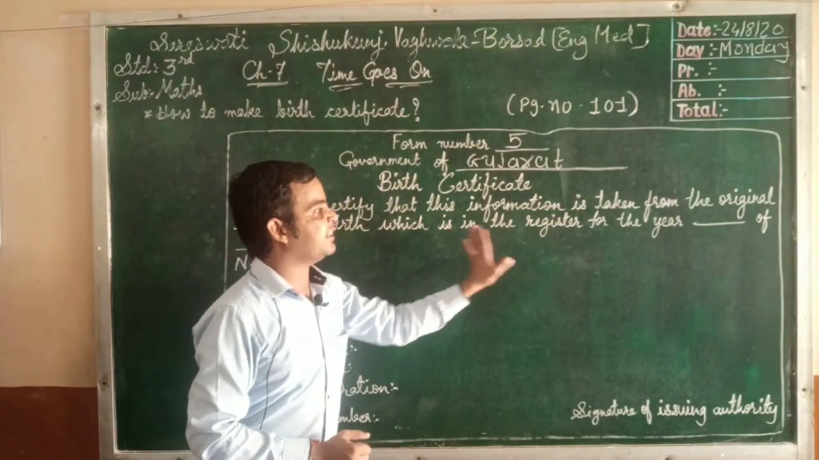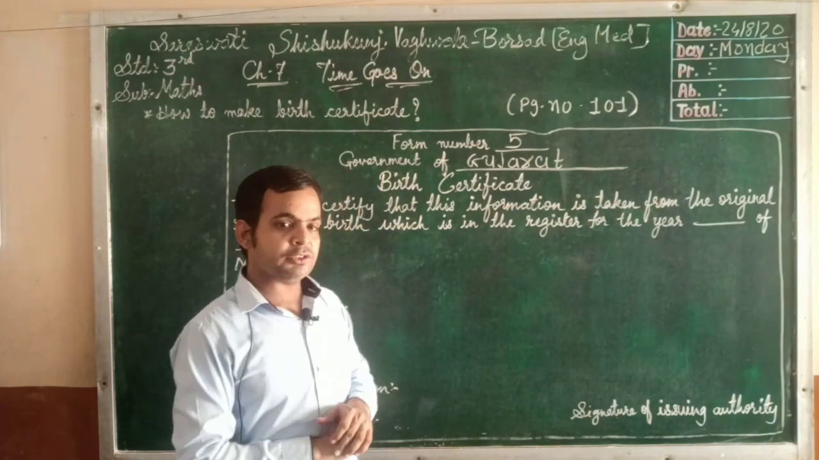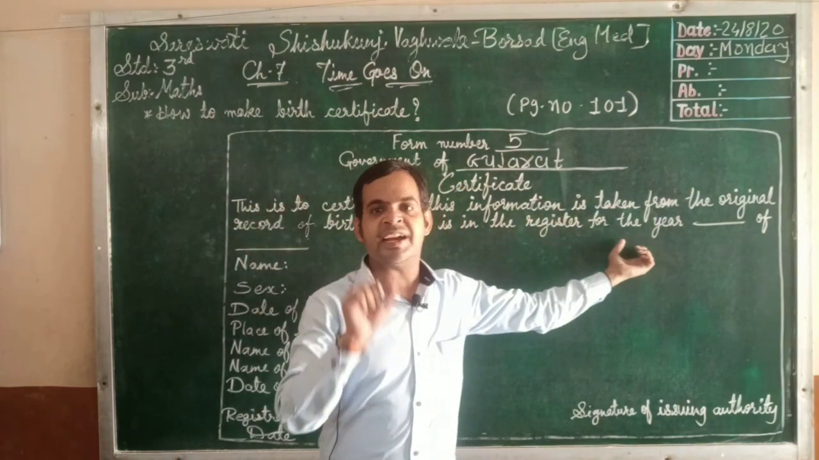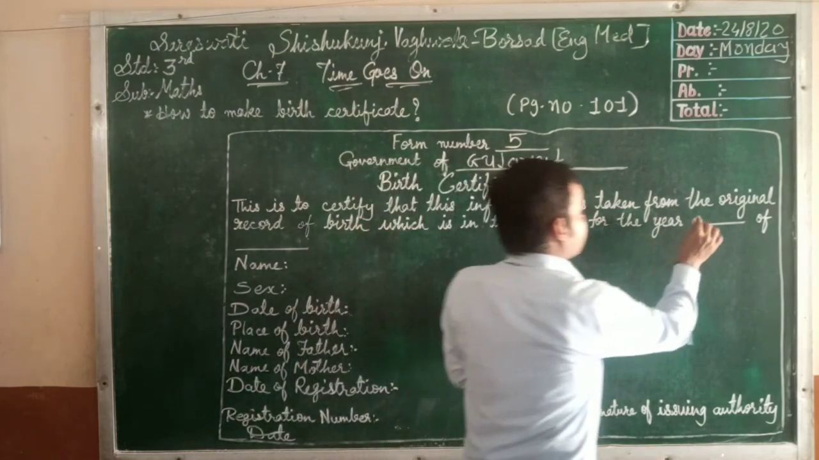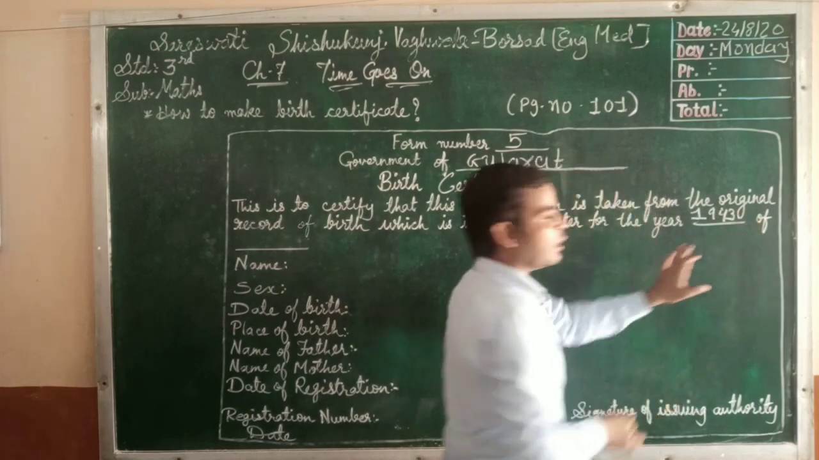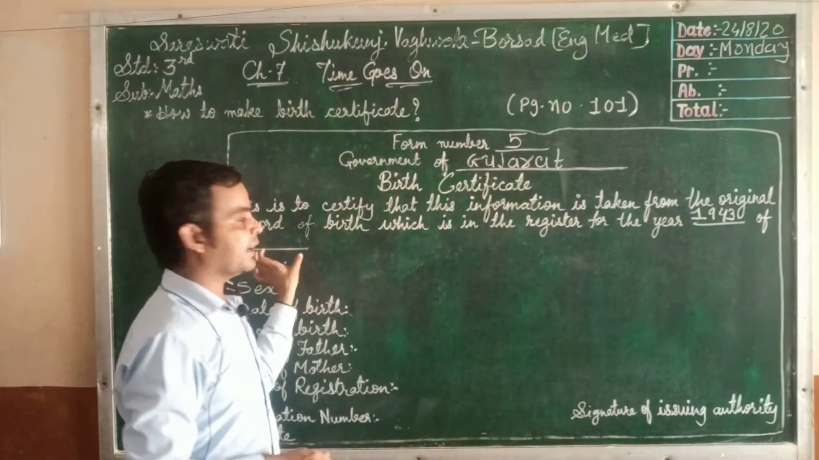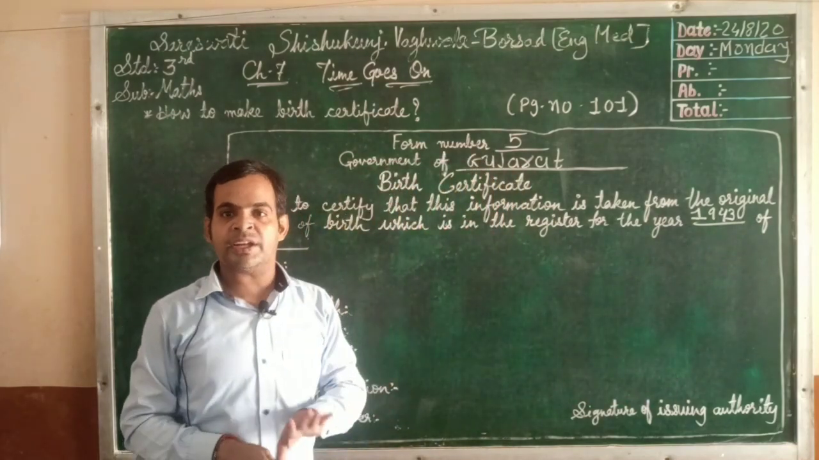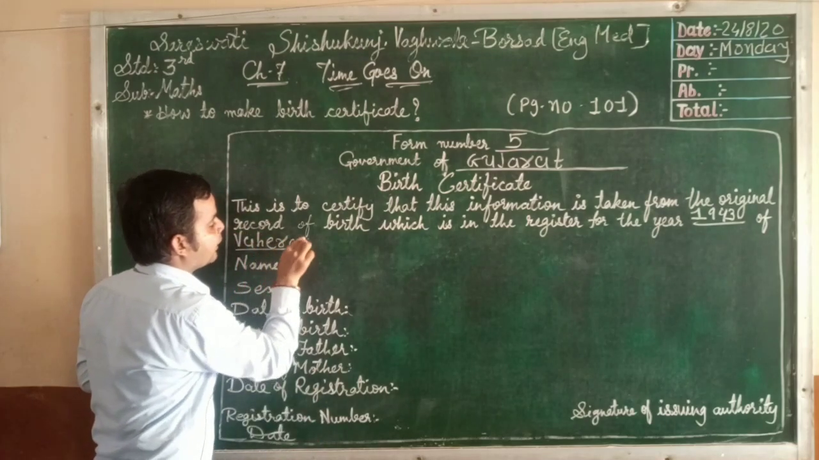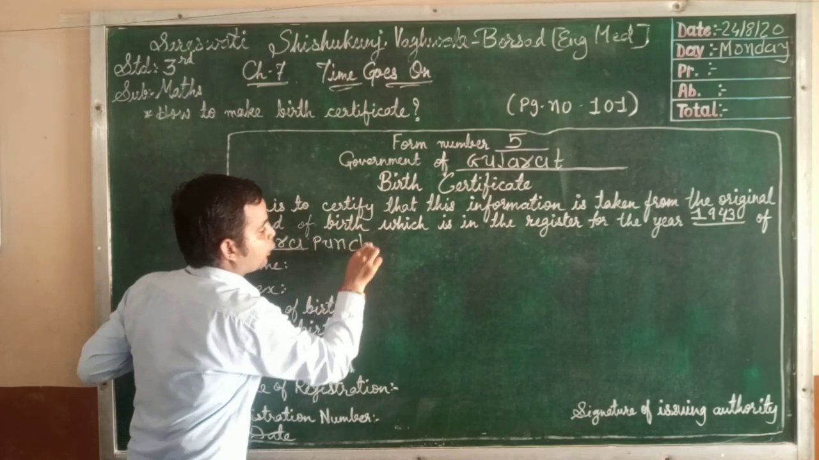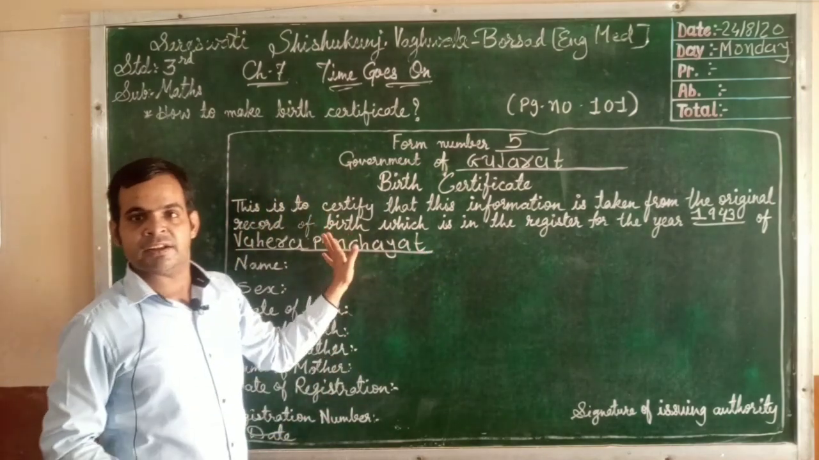Next, this is to certify that this information is taken from the original record of birth which is in the register for the year. I was born in 1993, so that year we have to write. In that year we issued that birth certificate, so here I write the year 1993, and you have to write your birth year. Then of blank, here you have to write the panchayat name. I live in Vaira, so here I write Vaira Panchayat. Understood up to that?